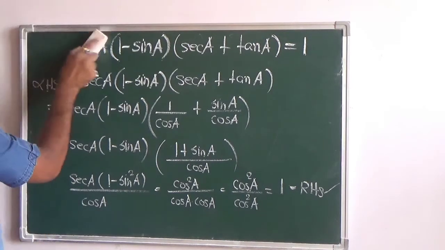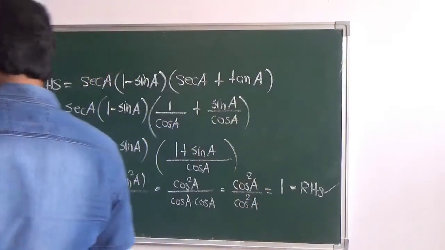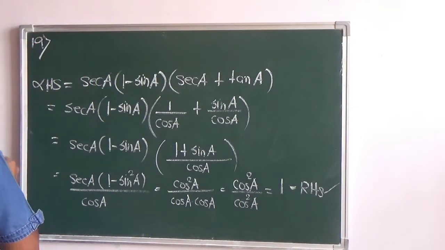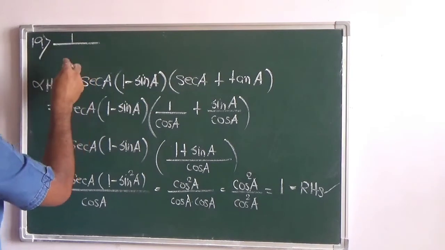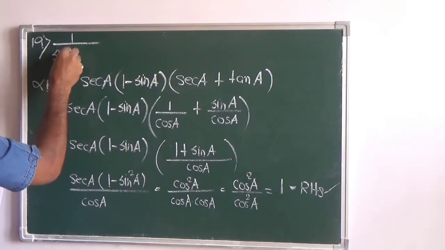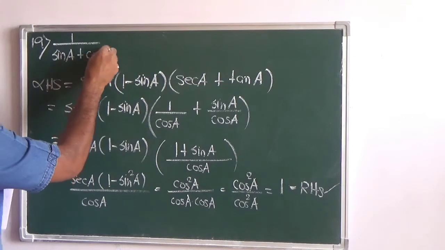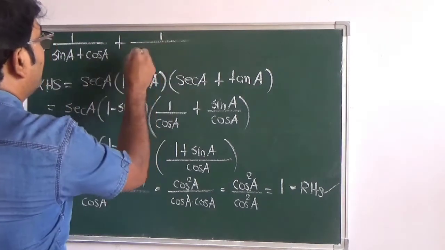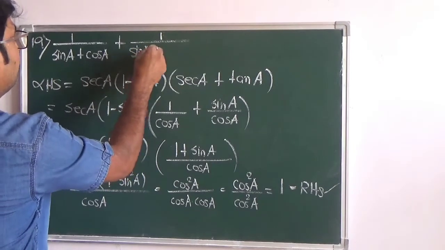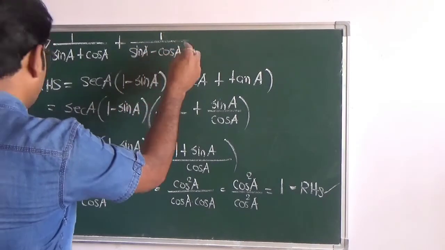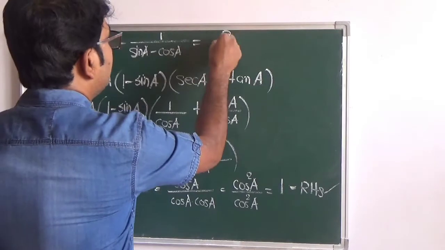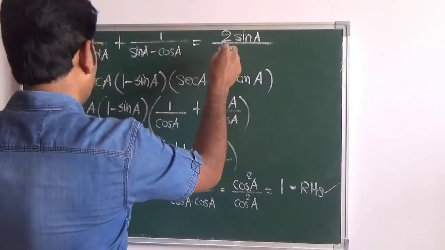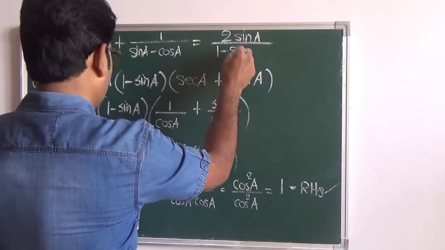Question number 19. 1 by sin A plus cos A plus 1 by sin A minus cos A is equal to 2 sin A divided by 1 minus 2 cos square A.